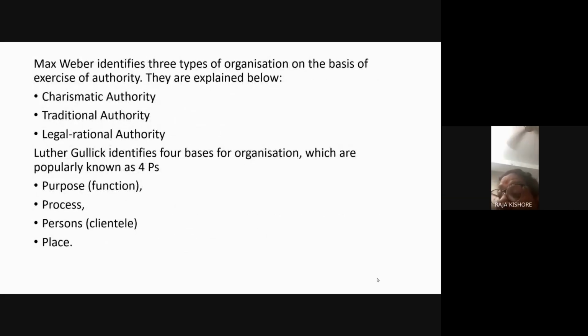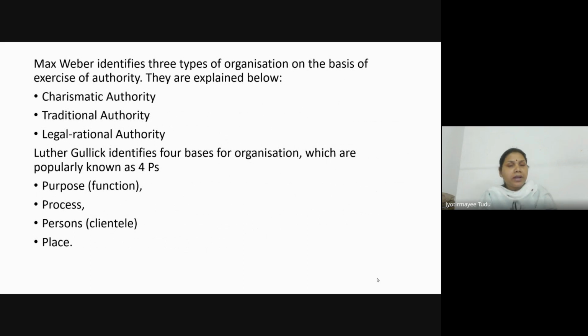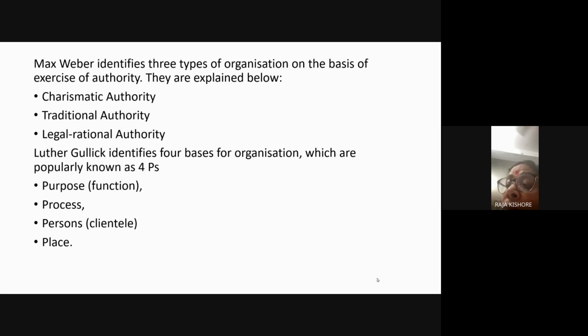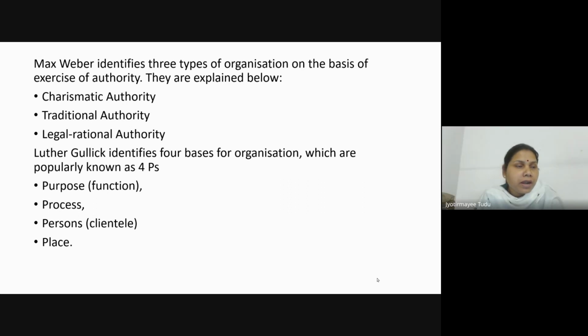So now come to the most prominent way through which we generally read organization, beginning with Max Weber. Max Weber identifies three types of organization on the basis of the exercise of authority: charismatic authority, traditional authority, and legal rational authority. And Max Weber is one of the classical philosophers who talked elaborately about why authority matters in the organization and what its nature should be.